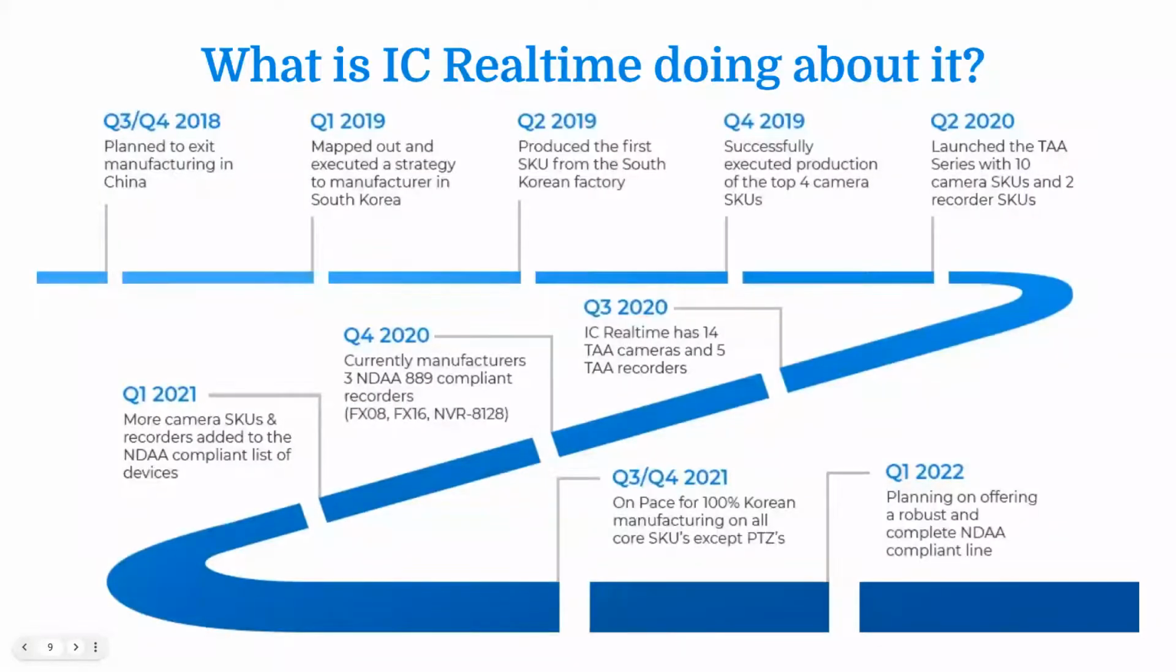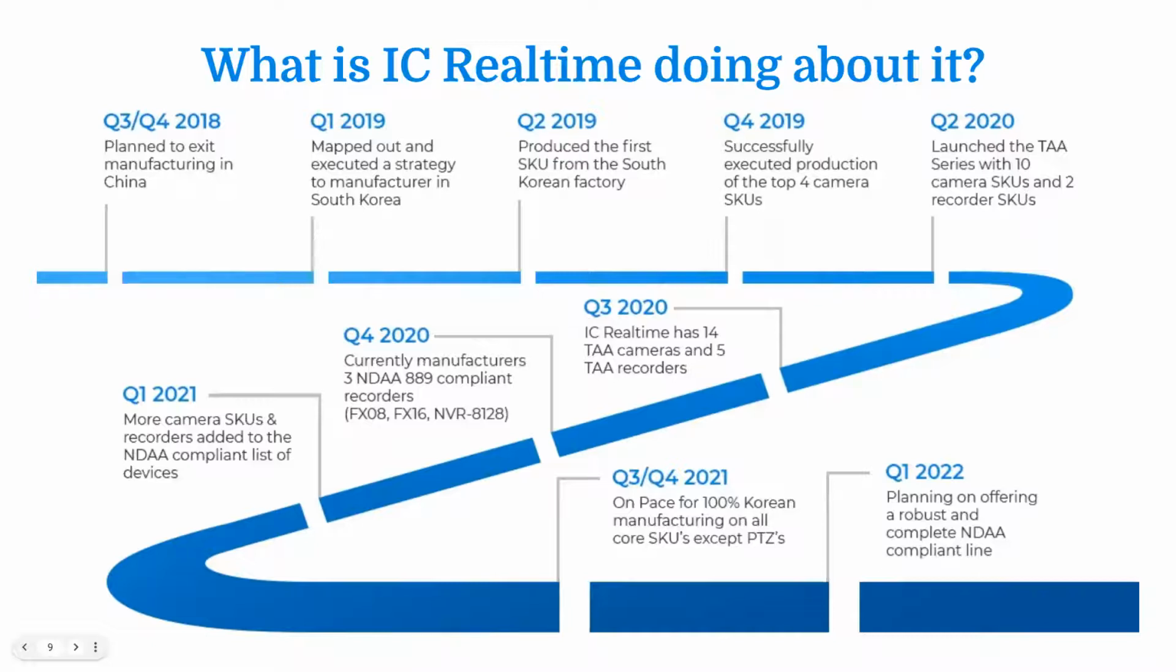So what are we doing about it? In Q3, Q4 2018, that's when we planned to make that exit out of Chinese manufacturing. In Q1, we mapped out and executed a strategy for our South Korean manufacturer. We already had an existing relationship with a South Korean manufacturer, as, believe it or not, some of our line was manufactured in South Korea already.